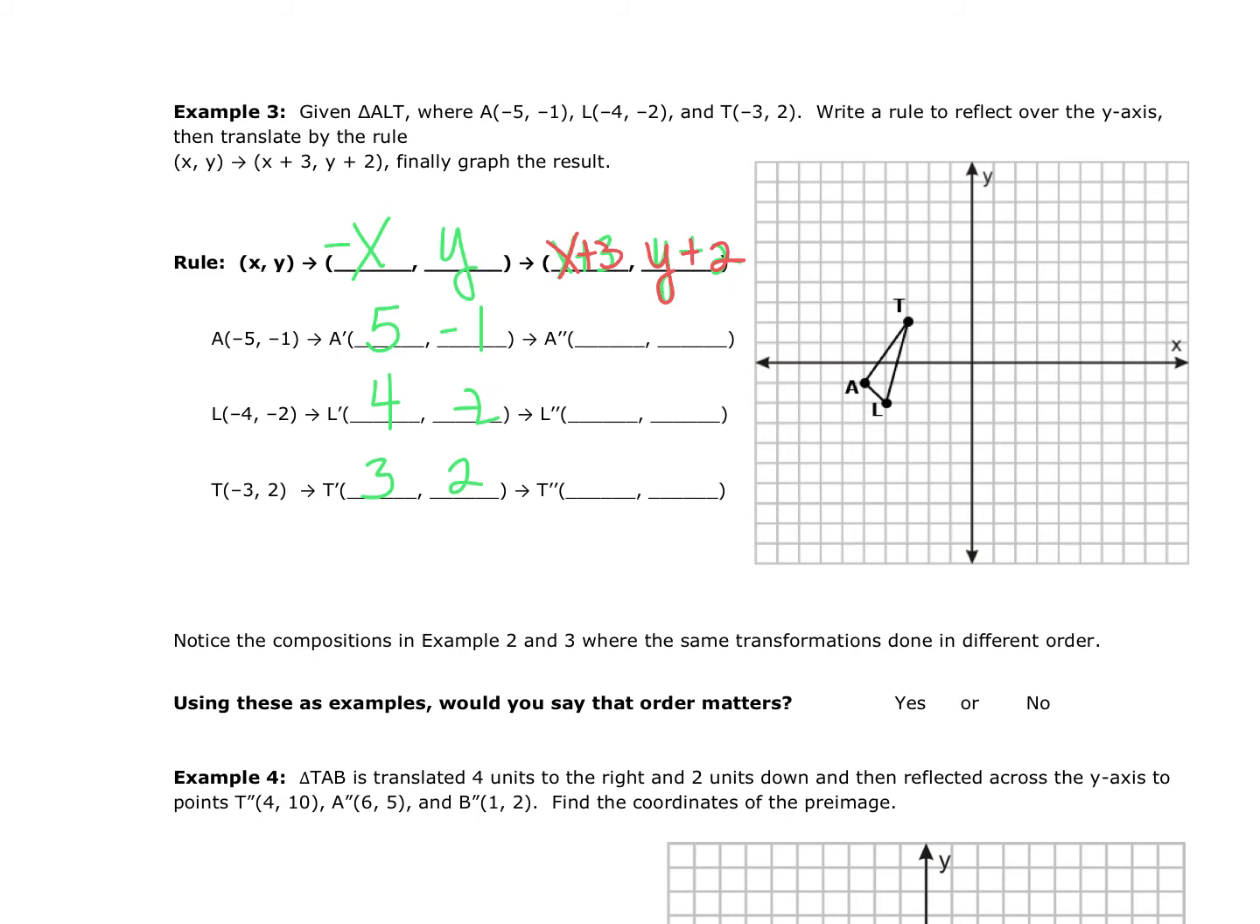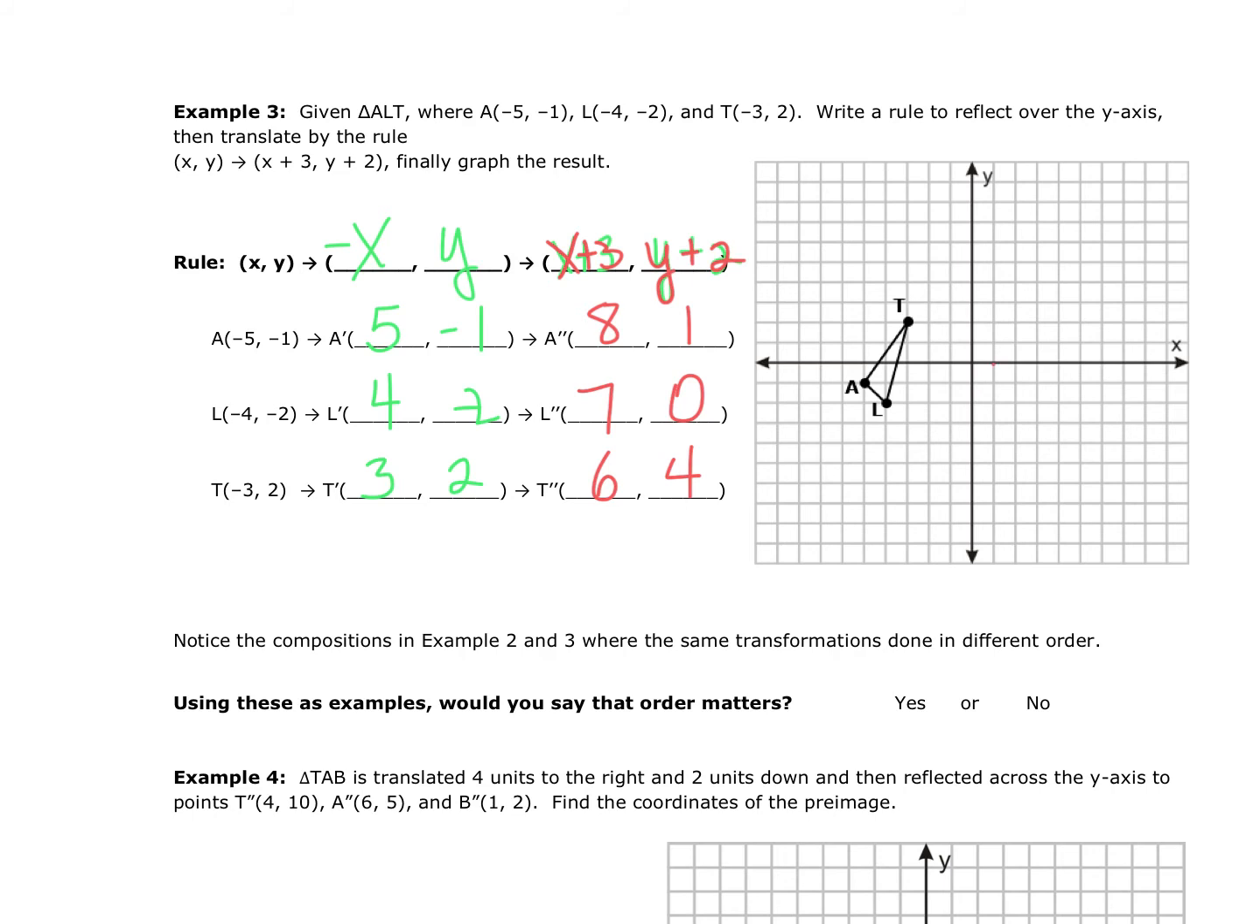Now we're going to add 3 to our x's, so I have 8. Add 2 to our -1, and we have +1. Add 3 to 4, and we get 7. Add 2 to -2, and we get 0. Add 3 to 3 is 6. Add 2 to 2, and that's 4. And so our A double primes, what we're going to plot.